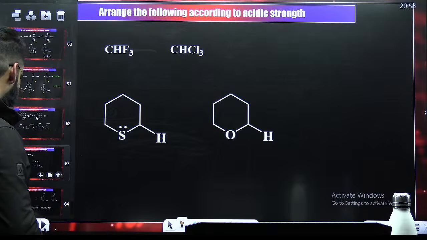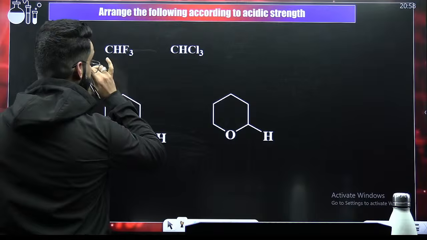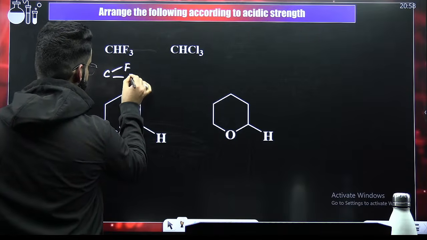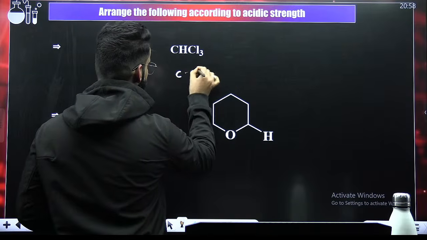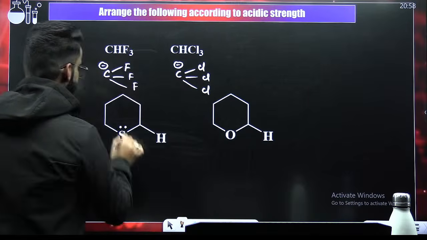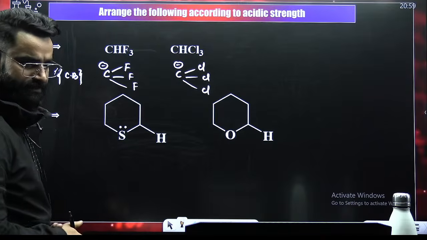Now these are two special cases. Compare their acidic strength. When you take H positive out, what do you get? You get CF3 negative. When you take H positive out, what do we get? We get CCl3 negative, right? Now, these are the conjugate bases basically. Give me the stability order of these conjugate bases.